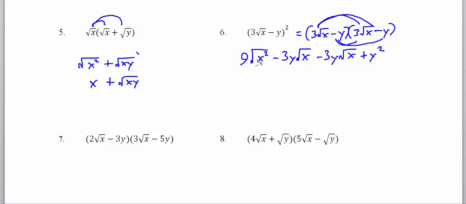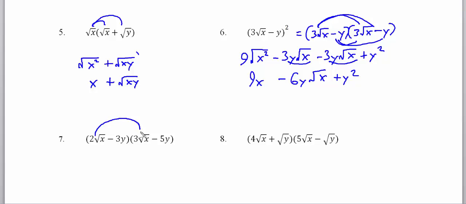Now what I'll do is put all this together. So 9 square root of x squared is going to be 9x. Negative 3y, and this is kind of a common term problem because my common term is y square root of x. So if I lose 3y square root of x and another 3y square root of x, I've lost 6y square root of x, plus y squared. And that gives me my final answer.